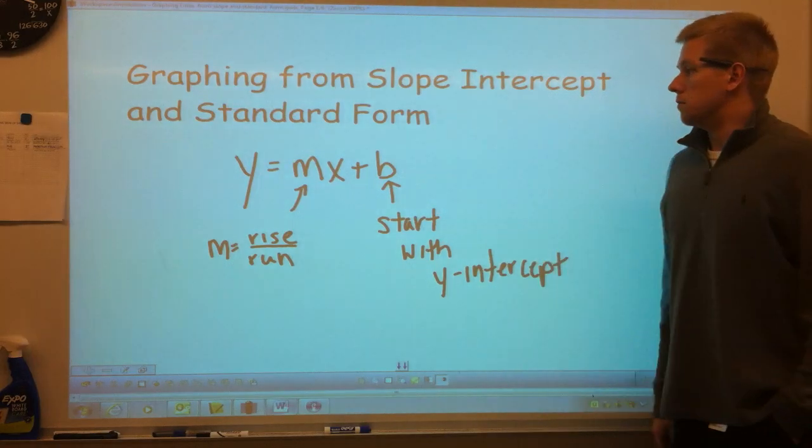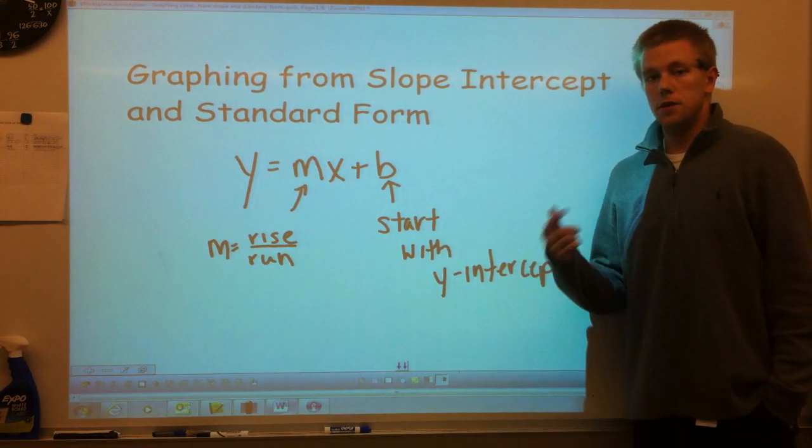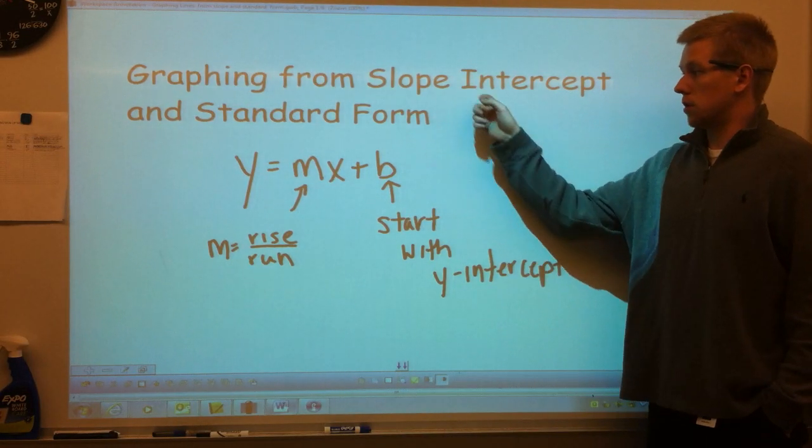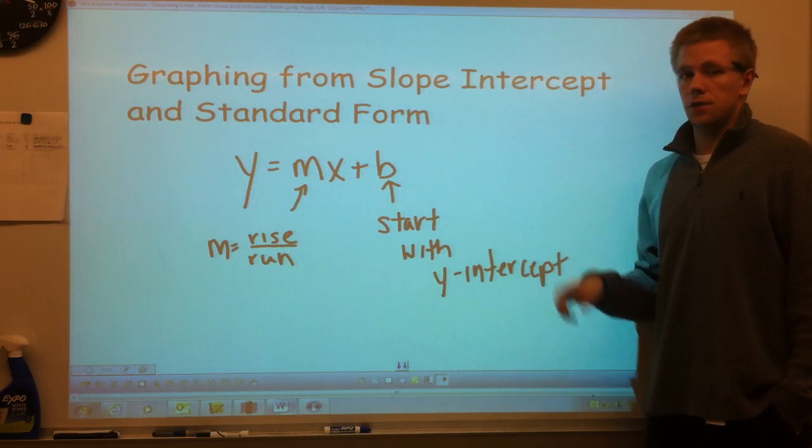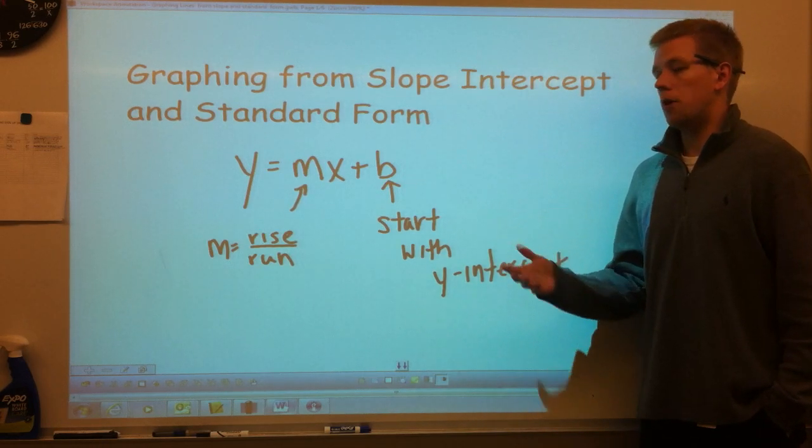Today we're going to be graphing from slope-intercept and from standard form. Yesterday we talked about changing standard form to slope-intercept form and how to write equations in slope-intercept form. Today we're just going to be graphing with that.